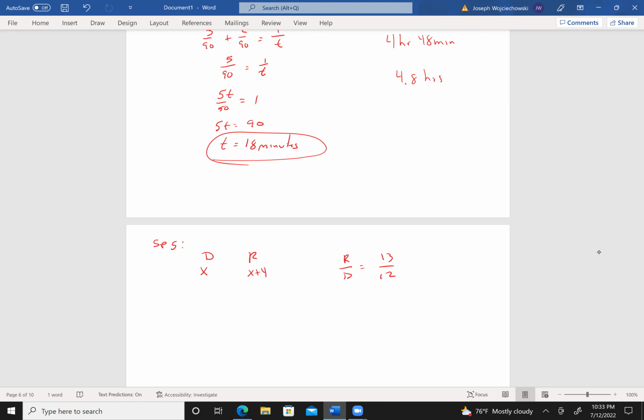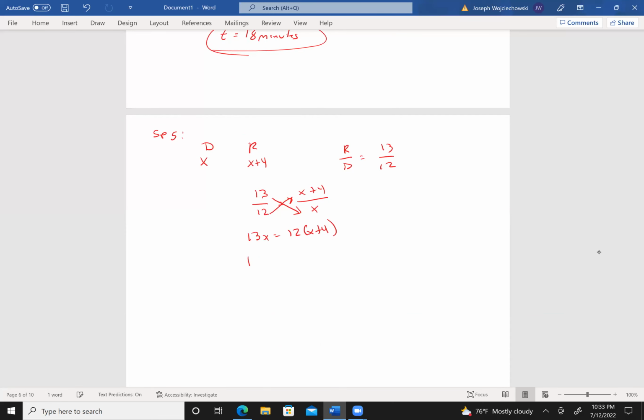Now we can set up a proportion equation. So we have Republicans to Democrats is equal to Republicans to Democrats. And the way we solve a proportion equation is cross multiplying. So here I have 13 times X equals 12 times X plus 4. I have 13X equals 12X plus 48. Subtract 12X from both sides. I get X equals 48. So this is 48, which makes this 52. And that completes section 1.2.